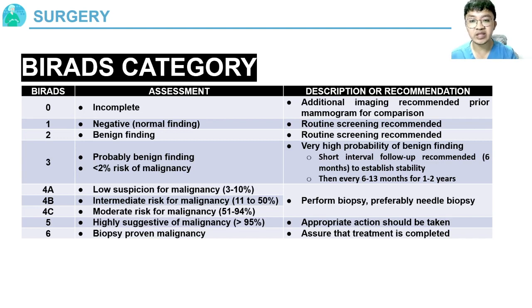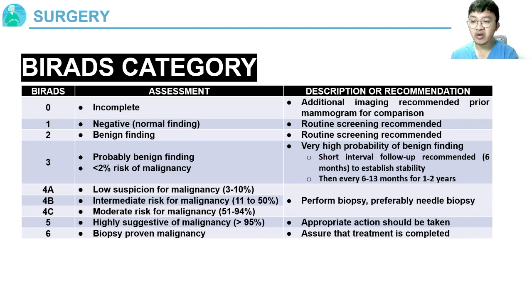0 is incomplete, you need to repeat the imaging. 1 and 2, that's negative. 2 is benign. Routine screening is recommended. 3 is probably benign. There's high probability of benign finding. What you do is short interval follow-up. So as compared to the annual screening, you need to do it at 6 months in BI-RADS 3.